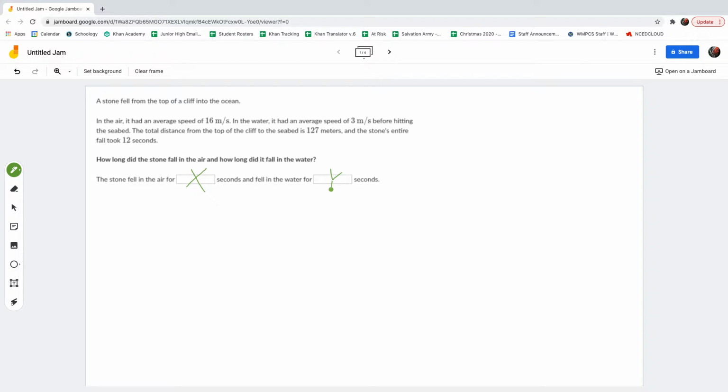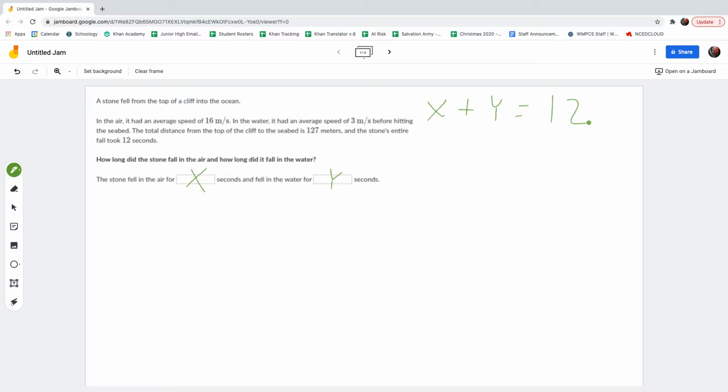If we look back at the problem, we can see how all those other pieces of information fit when using these variables. For instance, let's use the very last part. It says the stone's entire fall took 12 seconds. That means however long it fell in the air plus however long it fell in the water, its total time falling from the top of the cliff to the bottom is going to be 12. So that's our first equation.